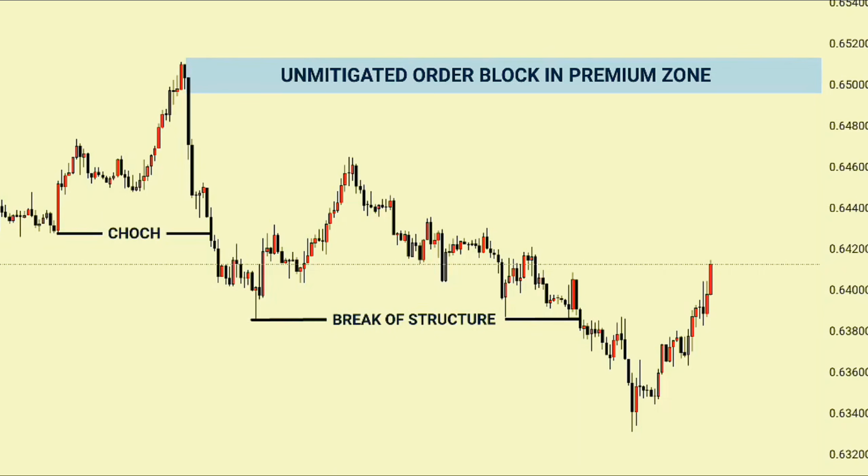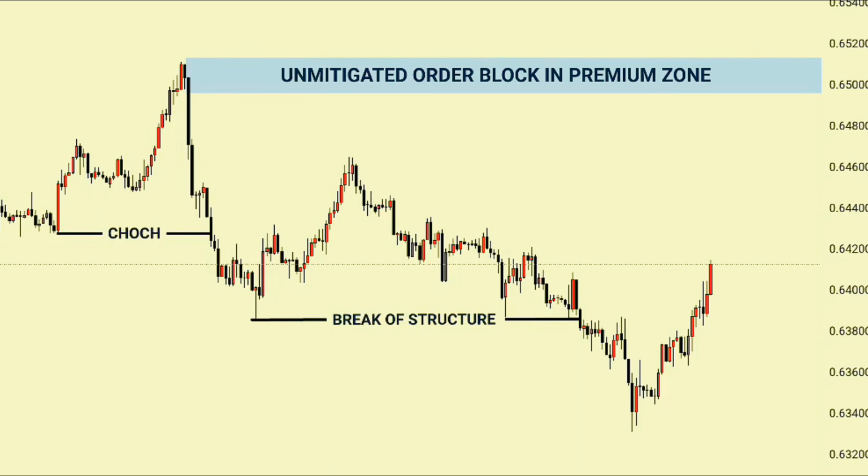This zone is located in the premium part of the range, which is the best area to look for sell trades. Many traders see the price going up into this area and think the market will continue upward. But institutions use this premium zone to sell at higher prices and trap buyers. When the price returns to this unmitigated order block, it gives us a high probability selling area.